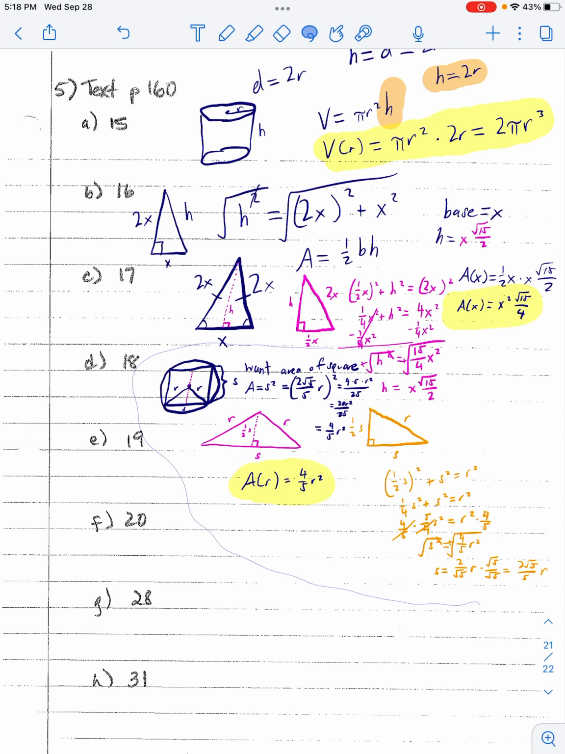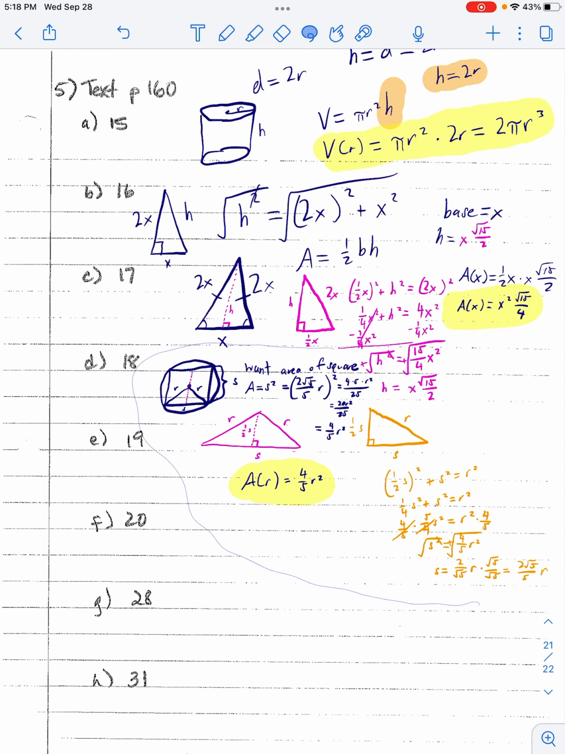Right, what do they want? Looking at number 19, they want the surface area of the cube. What's the surface area of the cube? The one side of our cube has length S. If it has length S, then the surface area is going to be the area of one of our 6 faces, so that's S squared, times 6 faces.